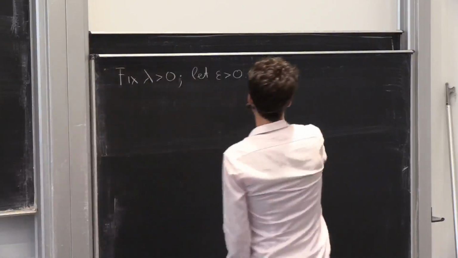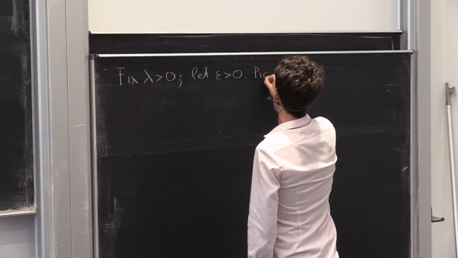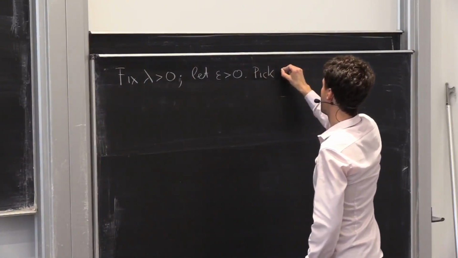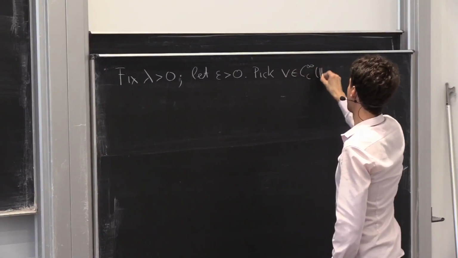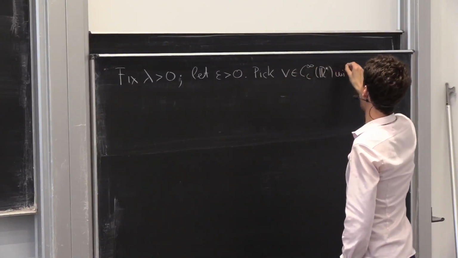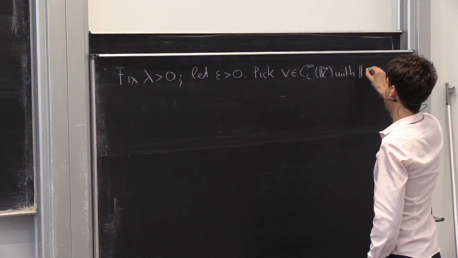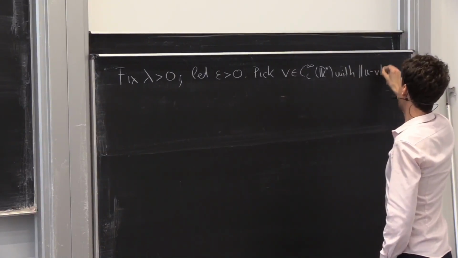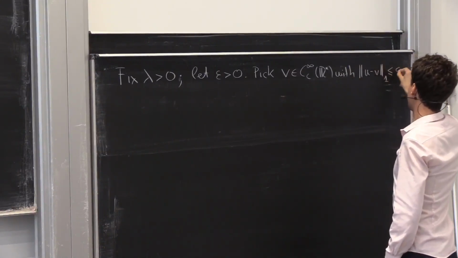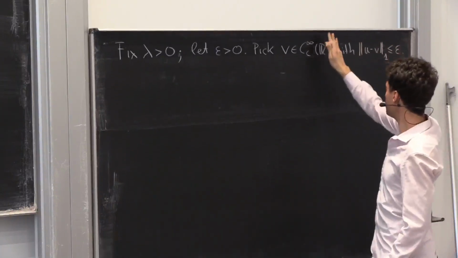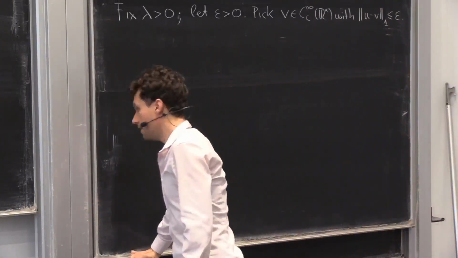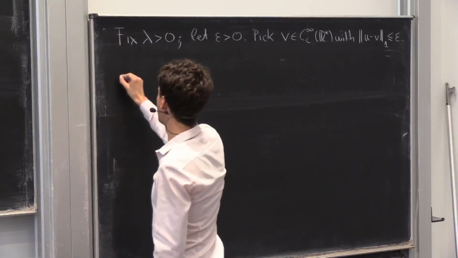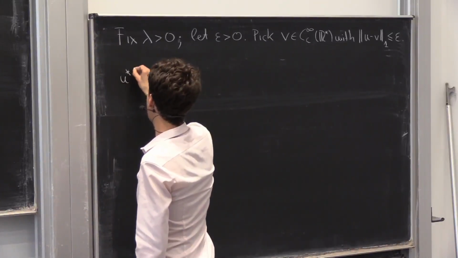Okay, and so I can pick a function v in C_c infinity that is epsilon close to u in L1 norm. Right? This was something we discussed in lecture 3. And now I want to bound u lambda of x.